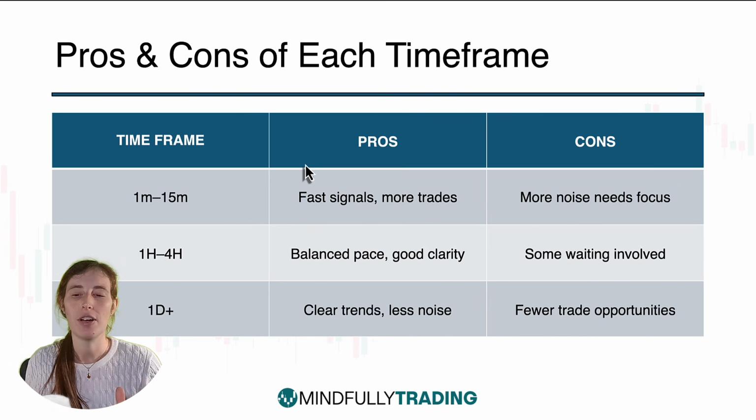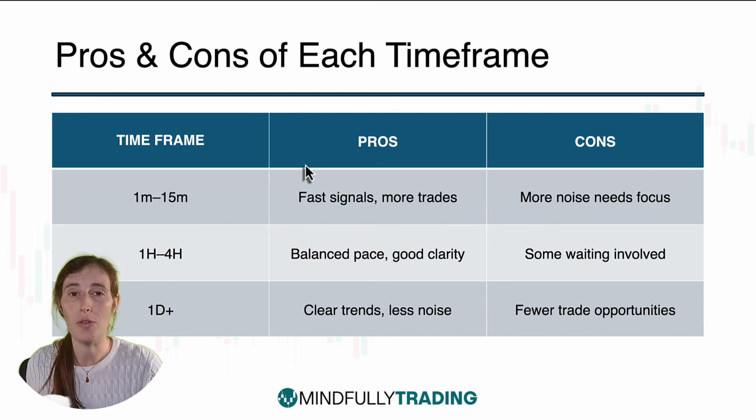And there are some pros and cons of each of these time frames. So starting with the faster time frames that are used by scalpers and day traders, the 1 minute to the 15 minutes. The pros of these is they can give you fast signals and they could potentially provide you with more trading opportunities. But the cons is that they also provide you with more noise, more unnecessary data. So it needs a higher level of attention and focus to filter through false signals. Quite often they can lead you down the path of taking unnecessary trades. So it's important to be aware of that.